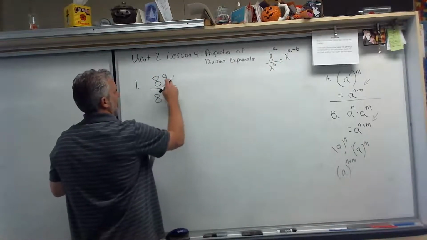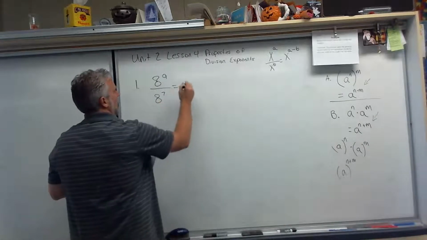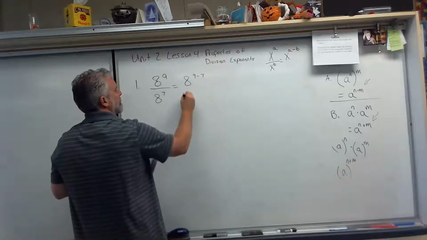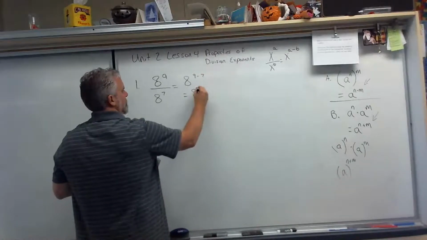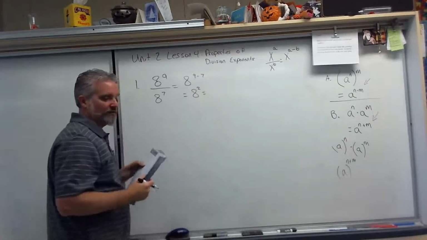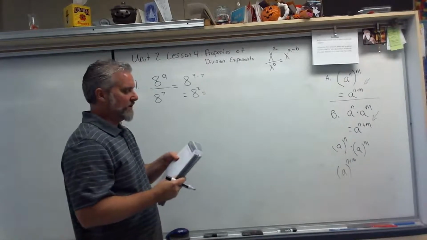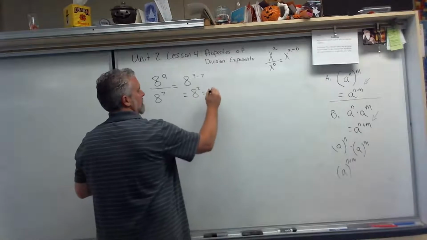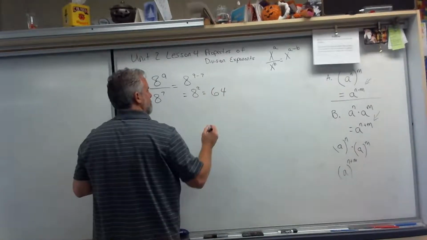So 8 to the 9th over 8 to the 7th is the same thing as 8 to the 9 minus 7, which equals 8 to the 2nd power. So that's great for exponential form, but they want us to write it in standard form. So 8 times 8 equals 64.